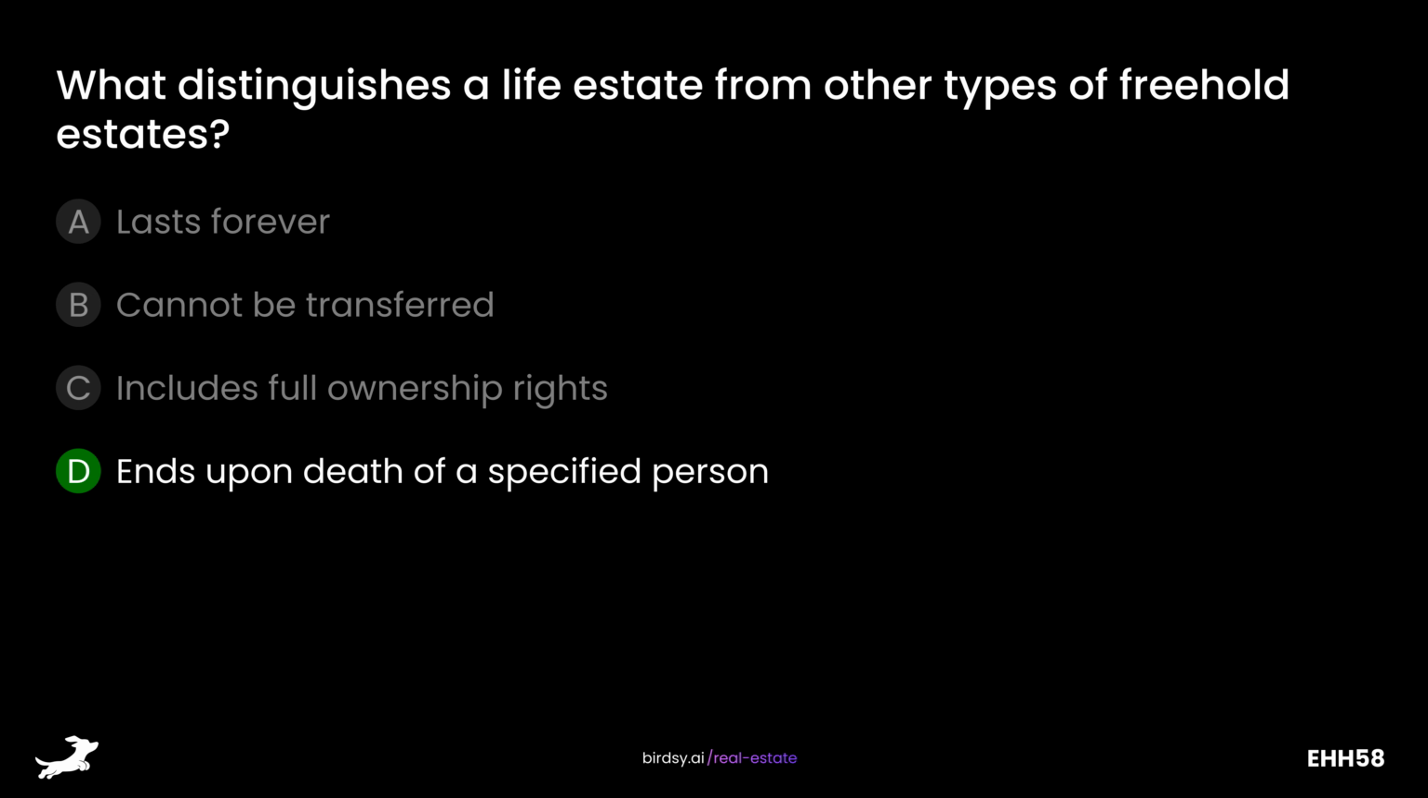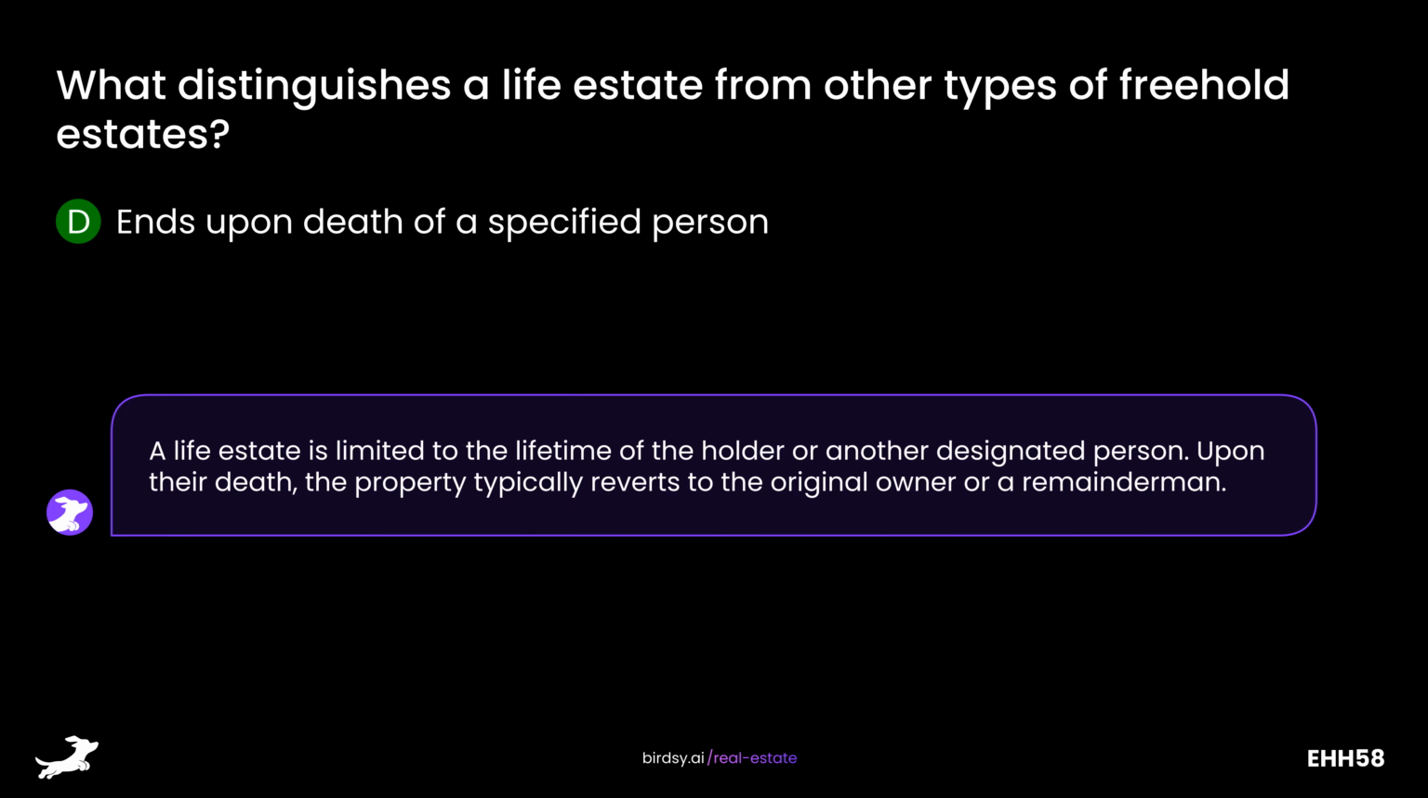The answer is D, ends upon death of a specified person. A life estate is limited to the lifetime of the holder or another designated person. Upon their death, the property typically reverts to the original owner or a remainderman.